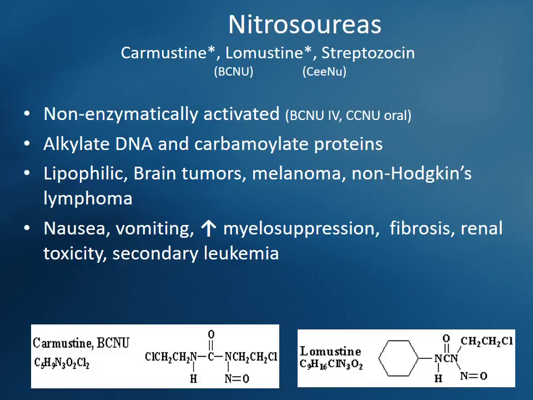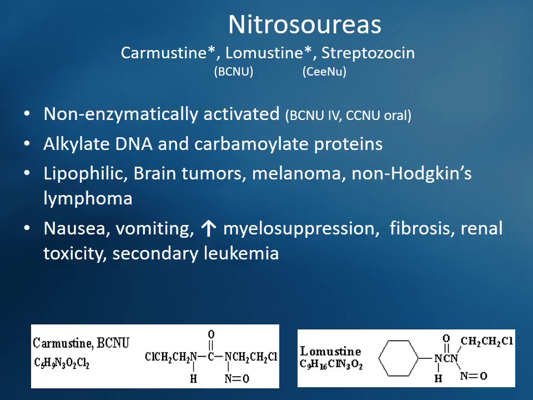The next group of alkylators we have are the nitrosoureas. This includes Carmustine, Lomustine, and Streptozocin. These ones also work to alkylate the DNA, but they can also, what we call, carbamylate proteins, binding to the proteins and inhibiting their function, and that also leads to further cell damage and potential cell death. These are lipophilic, which is nice because they can get into the brain tumors, you can cross the blood-brain barrier that way. You can also see them used for some other things like non-Hodgkin's lymphoma and melanomas and whatnot.